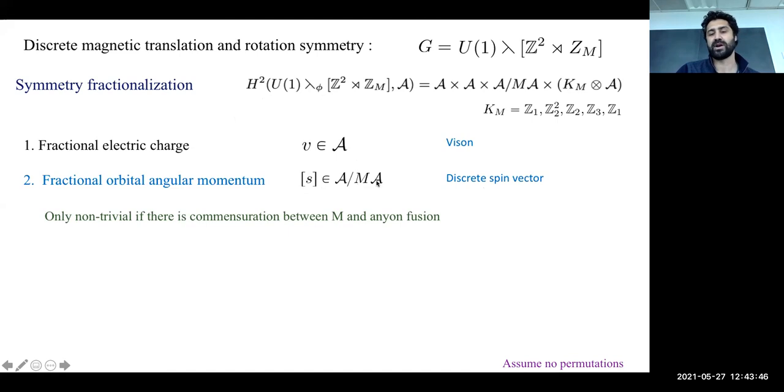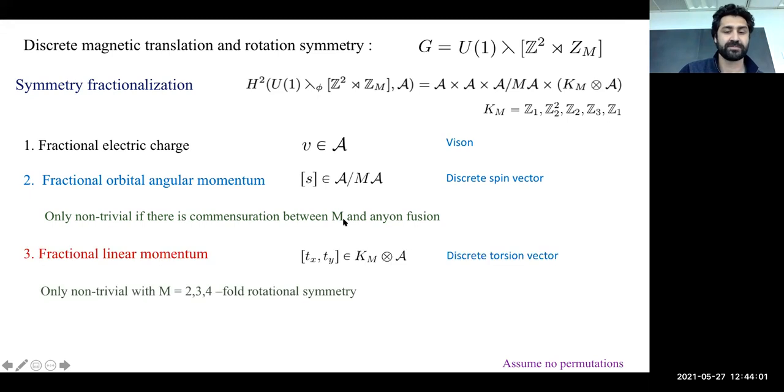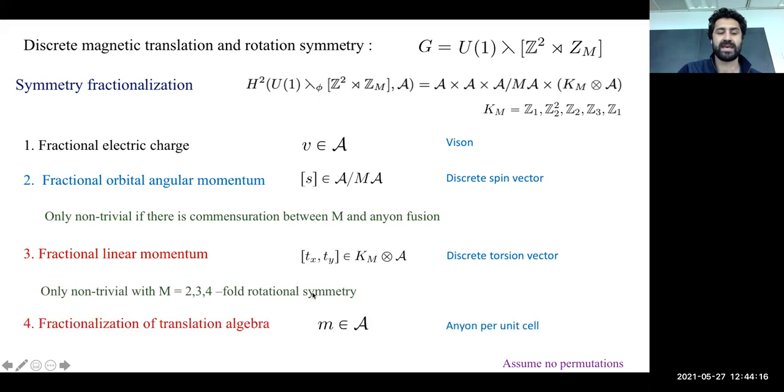But importantly, it requires a commensuration between the order of the rotation group, which is M, and the abelian anyons. So this spin vector is going to be non-trivial only if there's some commensuration between the anyon fusion and the point group symmetry. But in addition, there are 2 new quantities. There's fractional linear momentum, which is described by 2 anyons, but there's an equivalence relation among them. That gives us a discrete torsion vector. This is only non-trivial with 2, 3, and 4-fold rotational symmetry. And then there's a fractionalization of the translation algebra, which is colloquially sometimes called the anyon per unit cell.